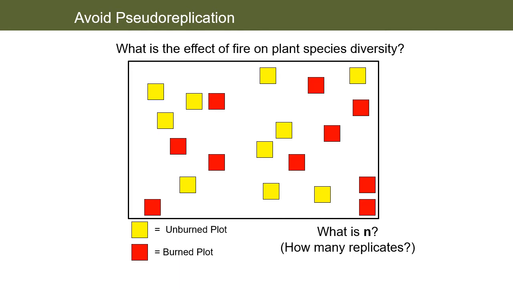So the way to do this correctly and avoid pseudoreplication is you have to have a large enough study area where you're going to have multiple burned and unburned areas. So here we see we have unburned plots as yellow and burned plots as red. They're dispersed across this area and they're randomized. So now we truly have 10 burned and 10 unburned samples. And so now our n is 10. We can calculate our standard errors based on that.